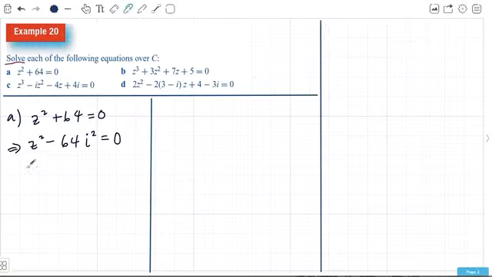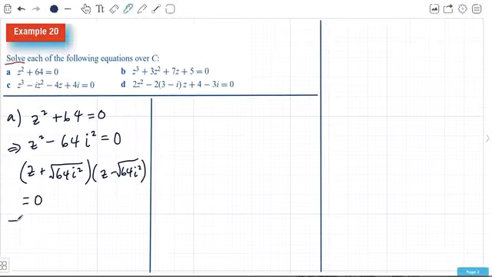So what you've got now is z plus the square root of 64i squared, and then z minus the square root of 64i squared, and all of that equals 0. And the square root of 64 is 8, square root of i squared is i, so we've got z plus 8i and z minus 8i equals 0.